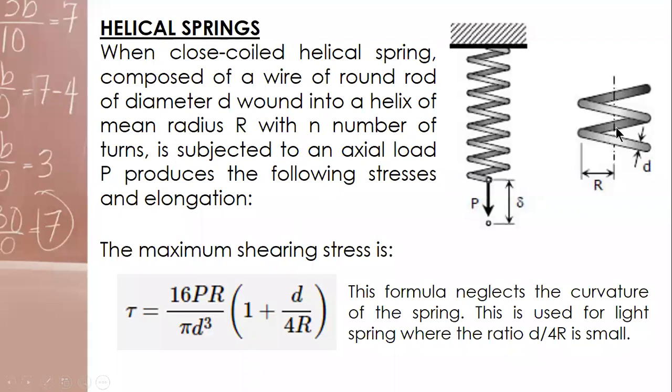But for a helical spring, it is curved. If you take two EBs, inside and outside, the length of the inner EB is shorter than the length of the outer EB. So the amount of deformation is different. It is not equal, right? So this is conservative, because it neglects the curvature of the spring. The TR over J formula is based on a formula derived for a straight shaft, but this one is curved.